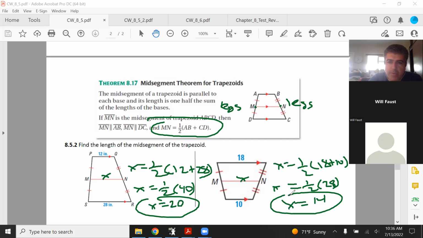So again, very straightforward topic. A lot of it kind of comes back to similarity. We won't go through the proof for it, but the mid-segment is just simply half the sum of the two bases. And we call the top and bottom the bases. So you have base 1 and base 2.